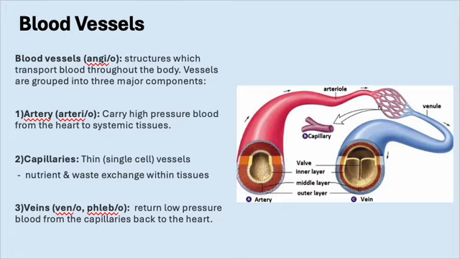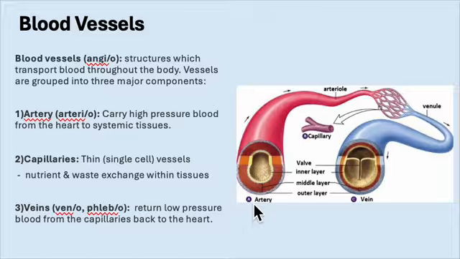Now, there are three main types of blood vessels. This includes arteries, capillaries, and veins. Each structure is specialized for its role in circulation. So we'll start with arteries here. Arteries carry blood away from the heart. Think artery, away. They both start with A.